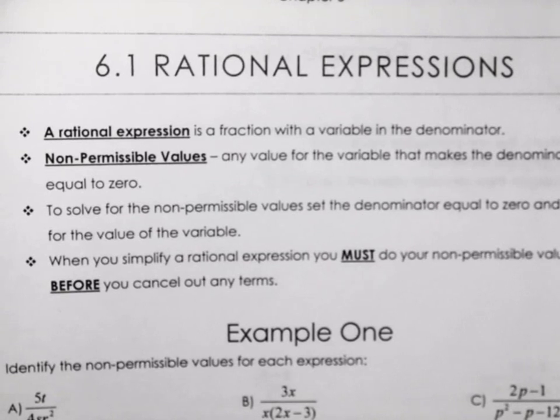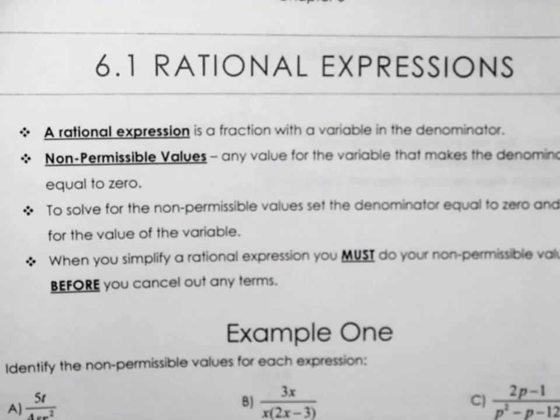And this is any value for the denominator or for that variable that will make the denominator equal to 0. Because if you grab your calculator right now and go 2 divided by 0, what does your calculator do? Nope. Doesn't work. Gives you an error, right? Gives you a syntax error. It's all fun and games until someone divides by 0.